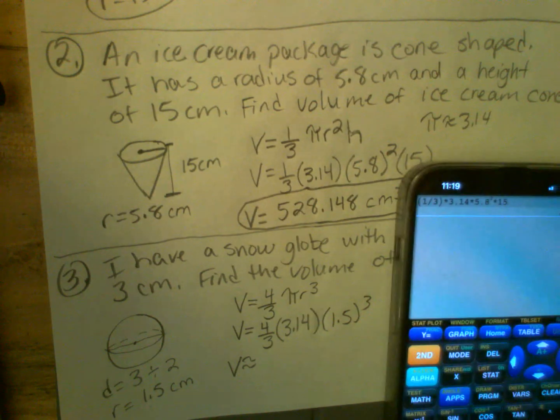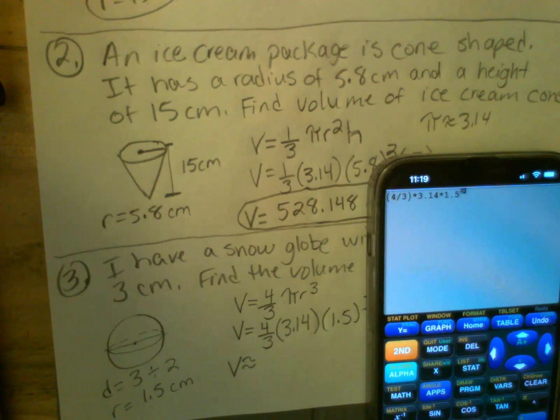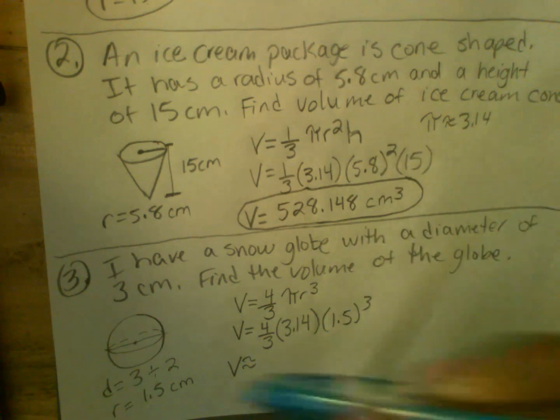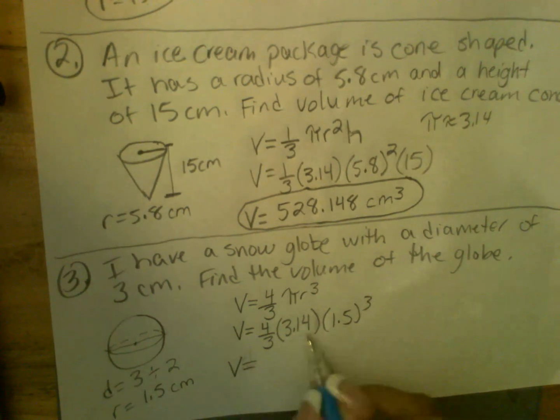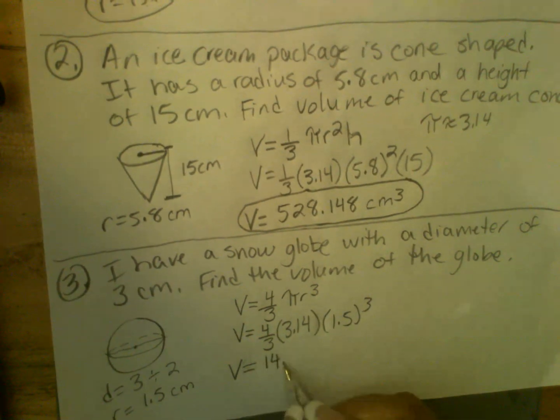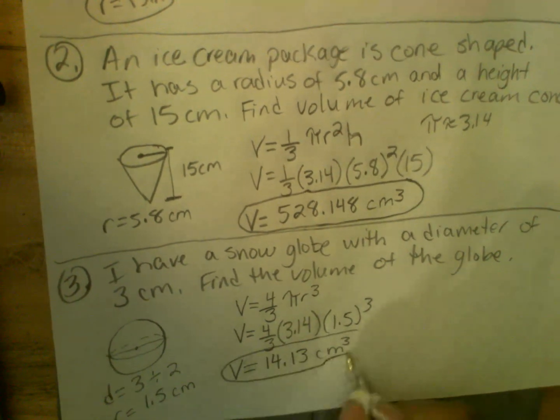Okay, so I'm using the calculator again, clear my screen. I have 4 divided by 3. Then I have times 3.14. Then I have times 1.5 caret key 3, to the third power. And I'm going to press enter here. And I get 14.13. So this is equal to, not about, well, it is kind of about because we rounded this. 14.13. And this is going to be centimeters to the third power.